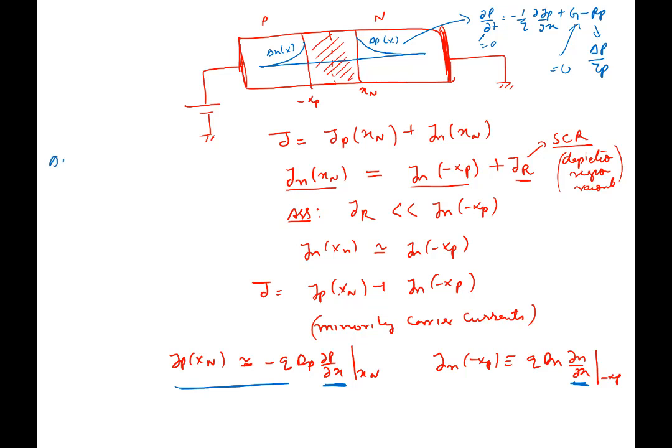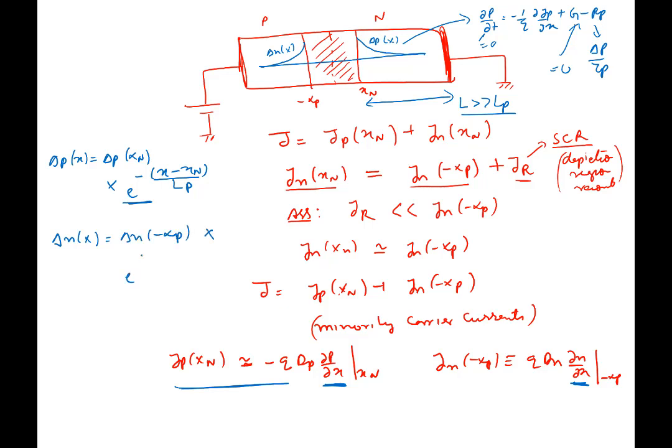We said delta Px will go as delta P at Xn multiplied by e to the power minus (x minus Xn) by Lp. I've just shifted the origin. That's how it would diffuse if this region is very thick, if L is much larger than Lp. Similarly, delta Nx you can write as delta N at minus Xp multiplied by e to the power (x plus Xp) by Ln. Here also we are assuming that this region is very, very large. If it's not very large, we'll see in a minute how to do that.